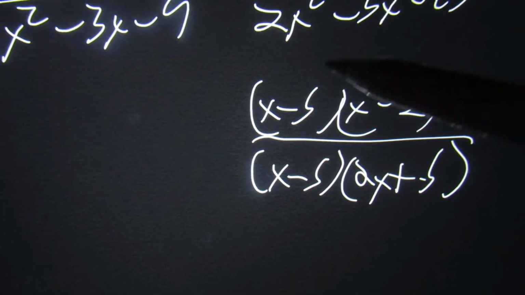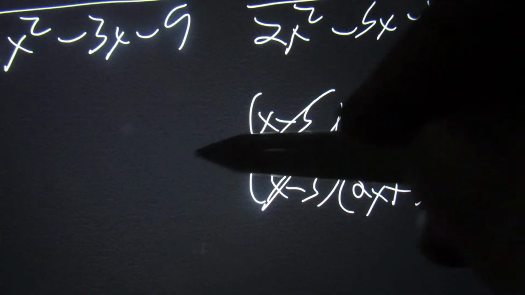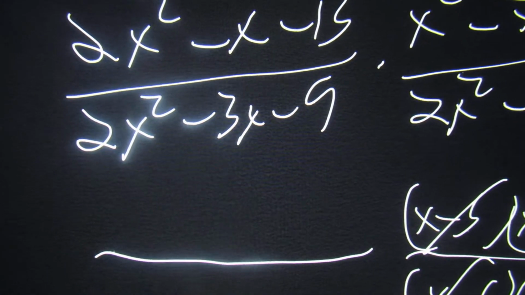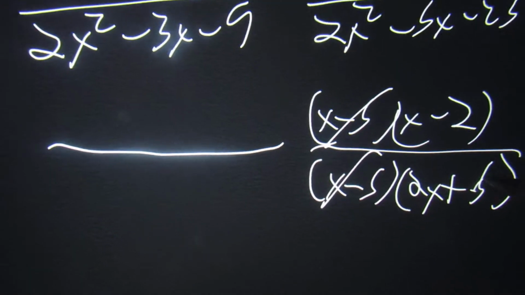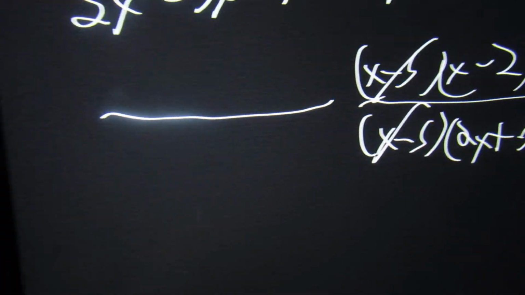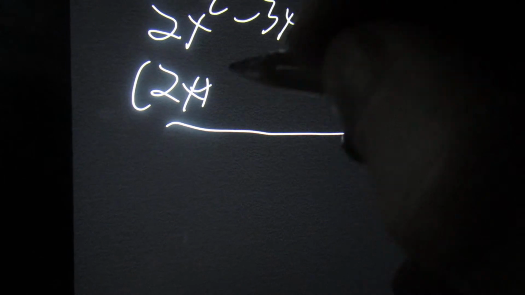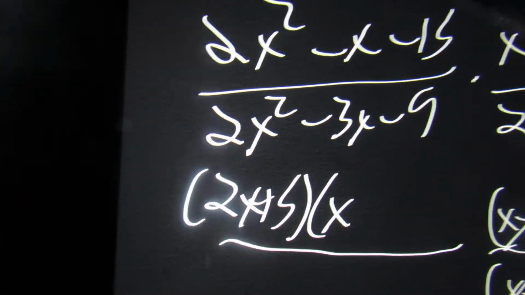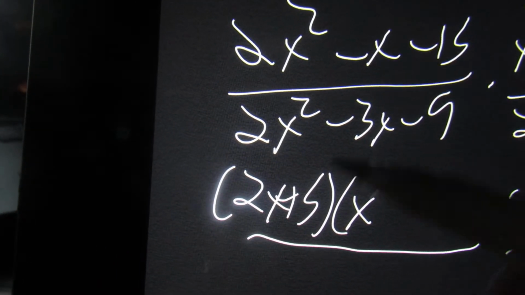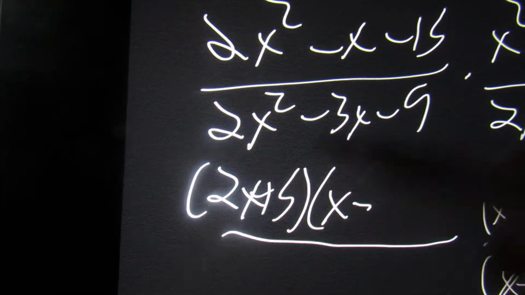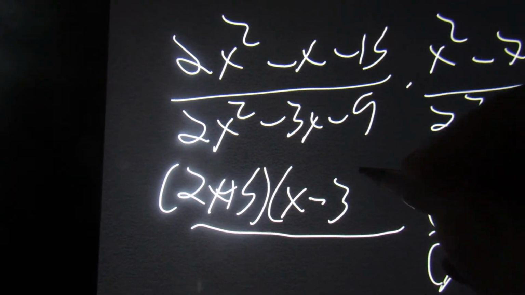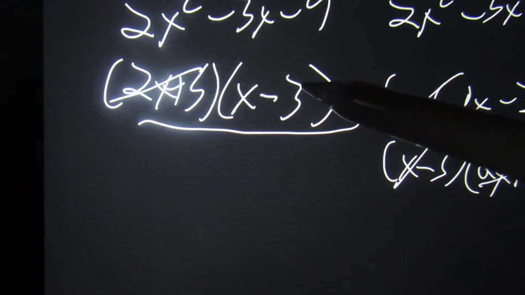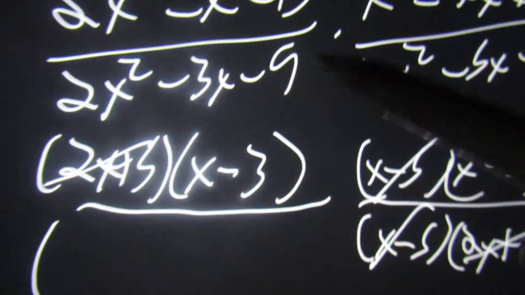And now I'm going to go ahead and cancel these so I know not to use them again. Now here I have a 5 and here I have a 15. So 5 will go into 15 3 times, so I'm going to assume that 2x plus 5 is a factor. Since this was a 2x and we already have the 2, this means this is going to be an x. This was a minus, and so we already have a plus here, so we need a minus. 5 goes into 15 3 times. So now I'm going to cancel my 2x plus 5s, and we have an x minus 3 here.